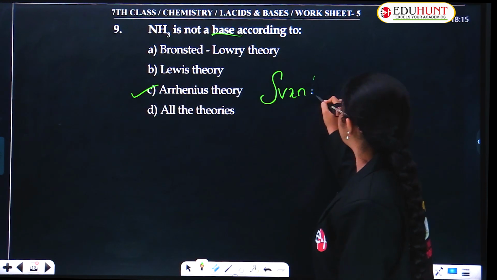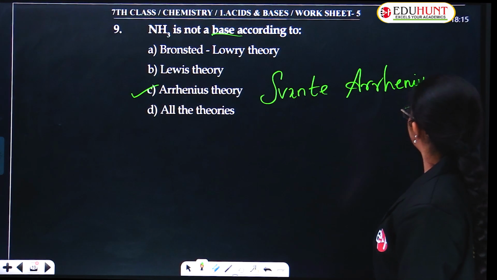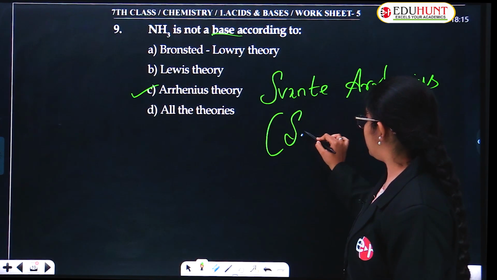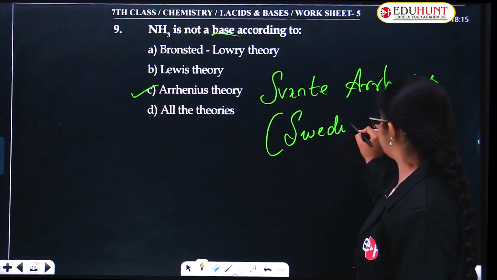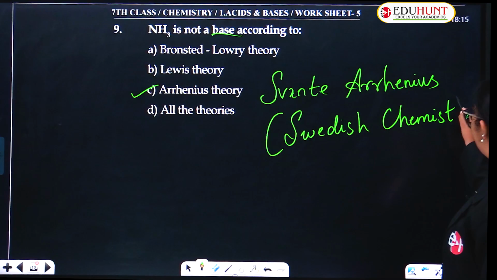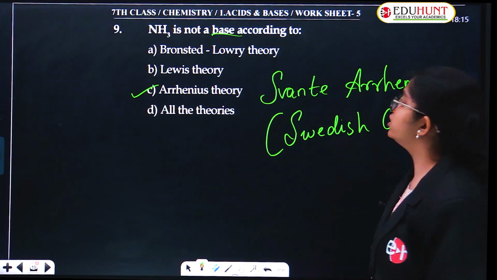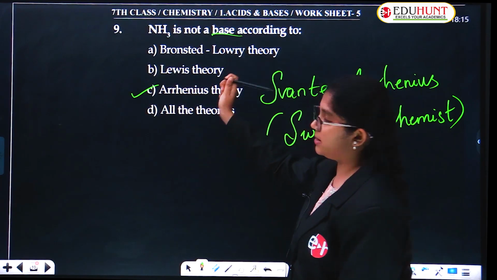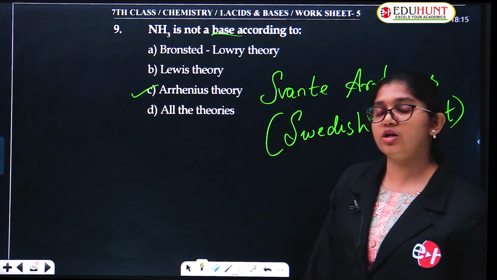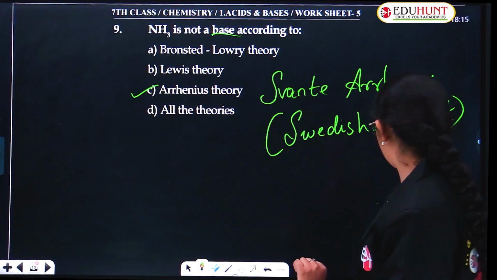Who is the scientist behind it? Svante Arrhenius. He is which chemist? From where? Yeah, a Swedish chemist from Sweden. Svante Arrhenius. According to Arrhenius theory, NH3 is not a base, but it is basic in nature. If we add a water molecule, it gives OH minus ions, and that is in the modification of Arrhenius theory.